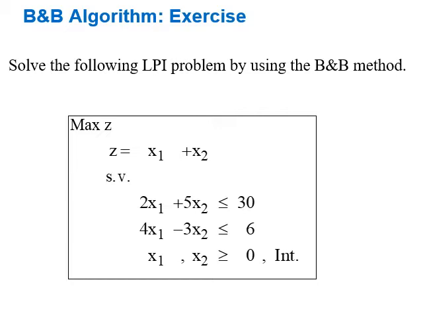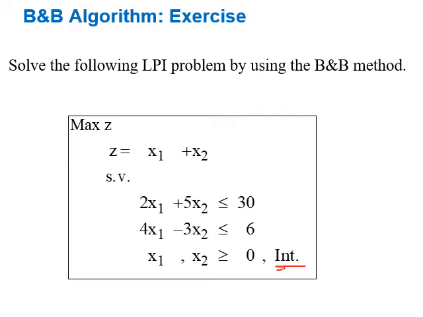Okay, this problem is a maximization problem and it has two variables, x1 and x2. We try to maximize the value of x1 plus x2 subject to the constraints 2x1 plus 5x2 less than or equal to 30, 4x1 minus 3x2 less than or equal to 6, x1 and x2 are greater than or equal to 0, and they are both integers. Okay, so we are going to solve this.